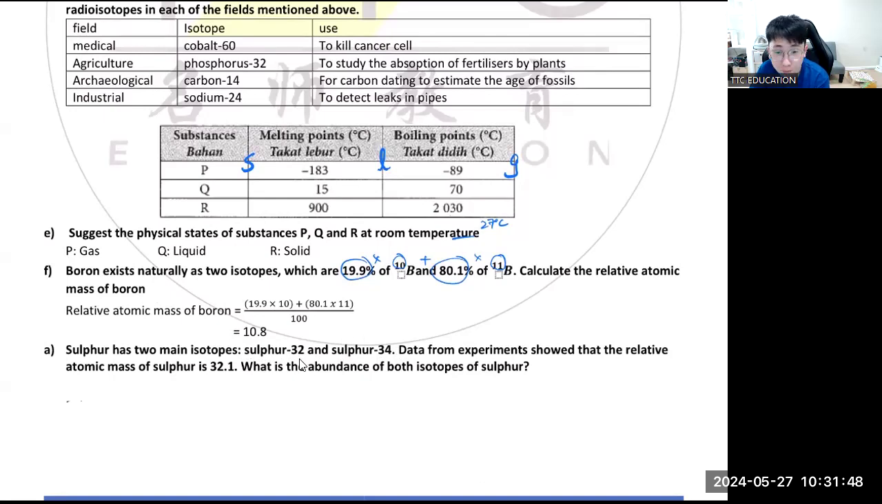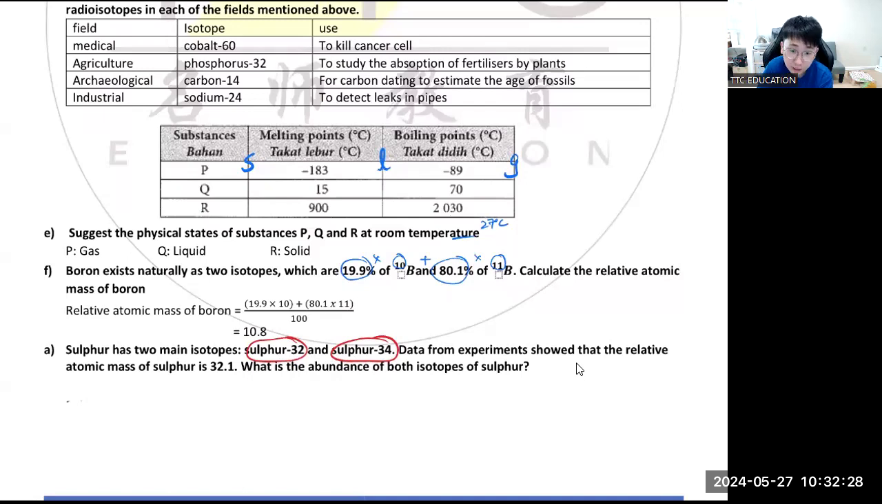So what we know is the average for 32 and 34 is 32.1. But because the average right now is in different percentage, it's not like 32 and 34 total up divide by 2. It's not just that easy. So you have to go along with the percentage. I need to have the percentage of sulfur 32 and 34. Technically, guys, what's the meaning of this? Means we have two unknowns. Correct? The first unknown is the percentage of sulfur 32. The second unknown is the percentage of sulfur 34. And then the average is 32.1.